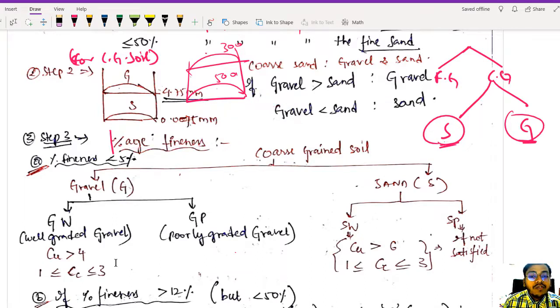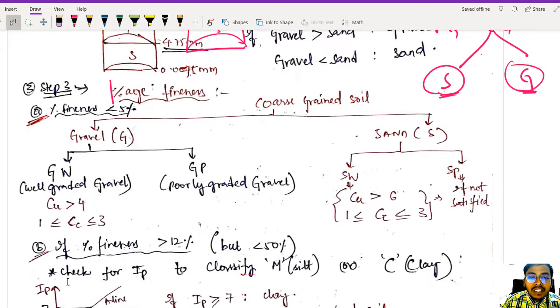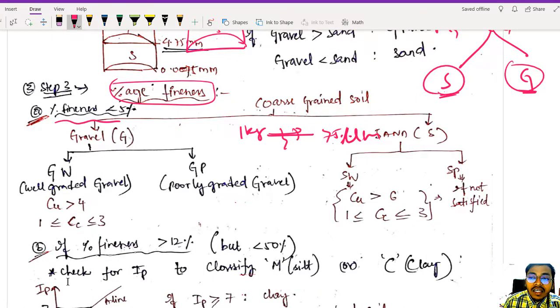Based on that, we are further classifying our soil. I am dividing this based on percentage fineness into 3 parts. The first part is percentage fineness less than 5%. This means if you have taken a 1 kg sample, with percentage fineness less than 5%, the soil passing through the 75 micrometer sieve is less than 50 grams, because 5% means 5 by 100 into 1 kg, which is 1000 grams. So I will get 50 grams. So out of a 1 kg sample, less than 50 grams is passing through this 75 micrometer sieve.